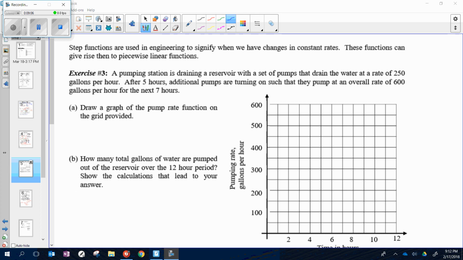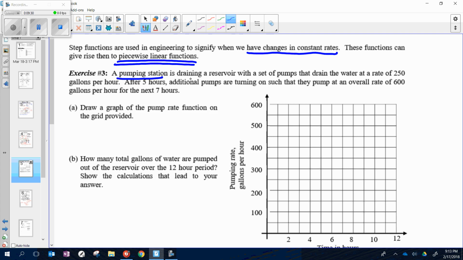Okay, turn the page. And this next question is a word problem about engineering. So it says, step functions are used in engineering. It's about a pumping station, actually. Step functions are used to signify when they have changes in constant rates. These functions can give rise to piecewise linear functions, so pieces of graphs.